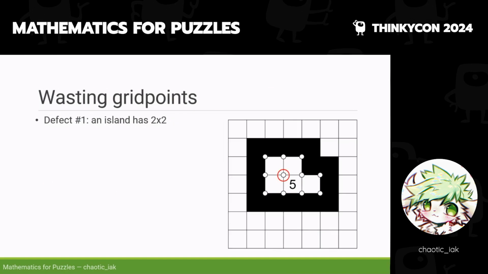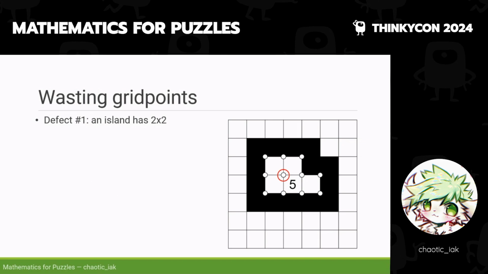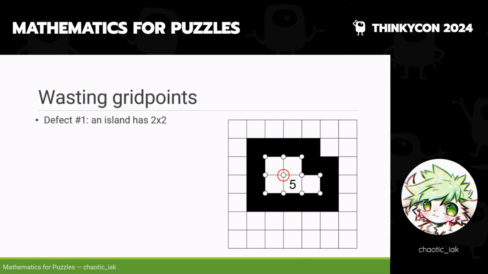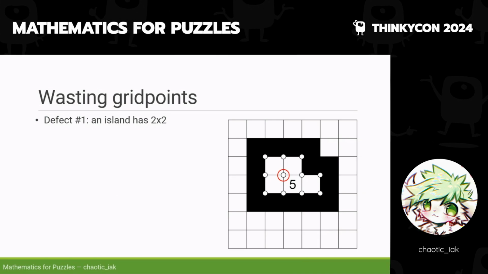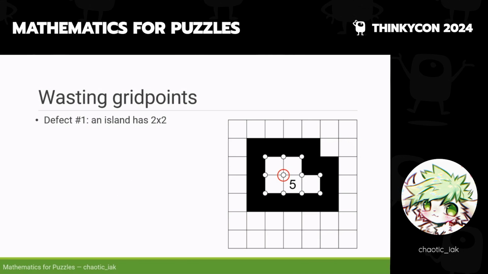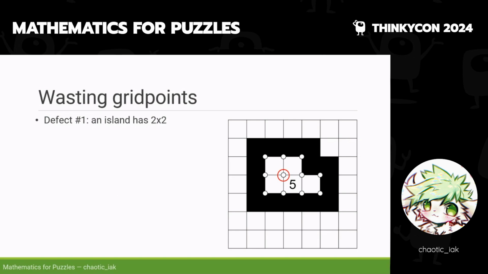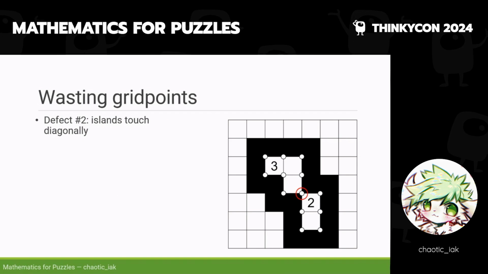How are we wasting points? Well, there are three ways to do that. I call them defects. The first one is if an island has a 2x2 area, then it becomes more compact. It touches less grid points. Like this size 5, normally you can touch 12 points with that, but due to the 2x2, it only touches 11 points.